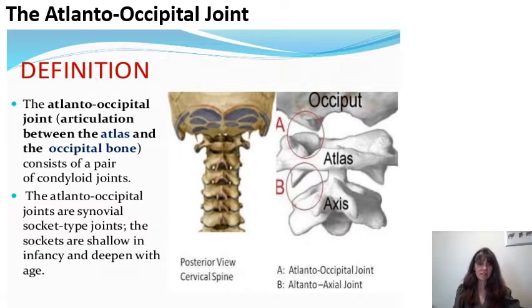If there is something confusing, as on this slide where it says that these are synovial condyloid joints, and then further down it says they're socket type joints, these are not ball and socket joints. These are synovial condyloid joints. I would not ask you a question on something that was potentially confusing like this.